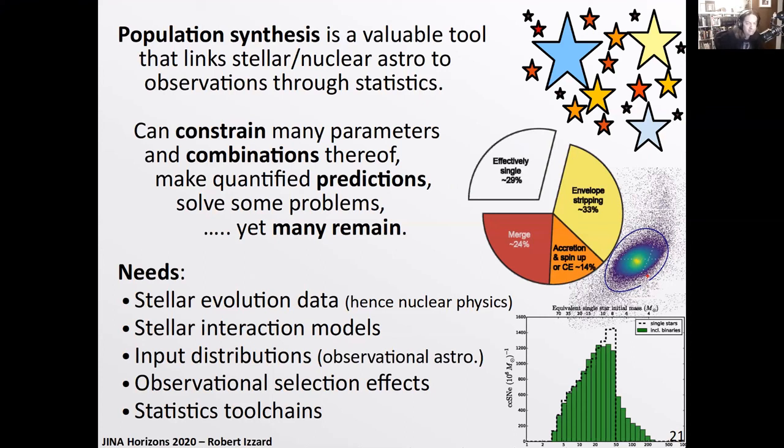Some of these needs are stellar evolution data. Please make that public so we can use it. If I knew where to get a good set of, say, neutron star merger R process yields that was public, I could put it in my models tomorrow. It would be fantastic. We also need stellar interaction models, say for binaries, triples, quadruples. The input distributions, I think we need them outside the solar neighborhood. It's going to be really hard. Selection effects I haven't touched on.